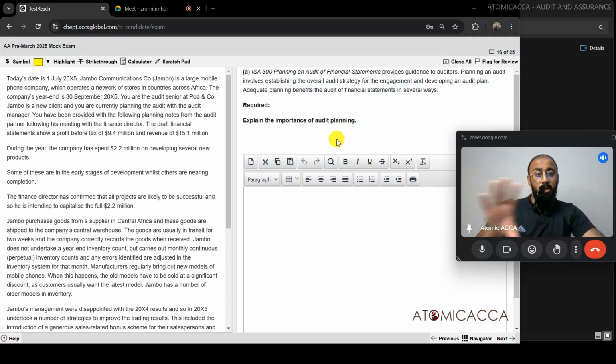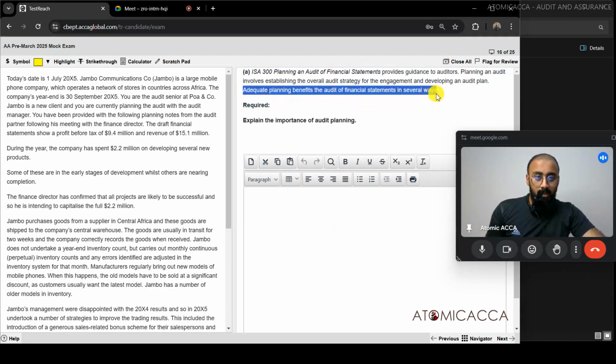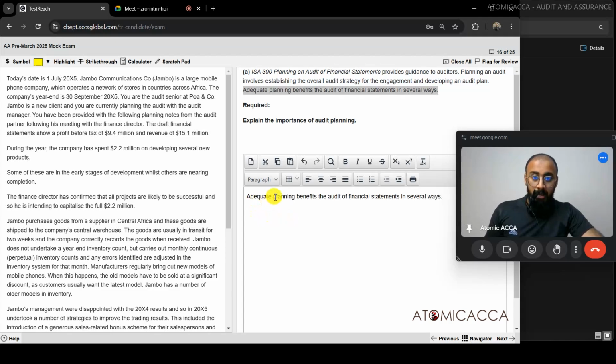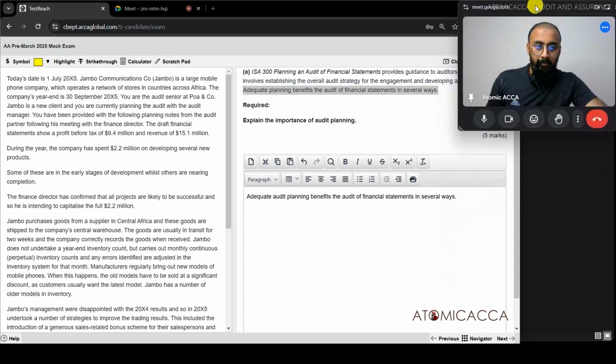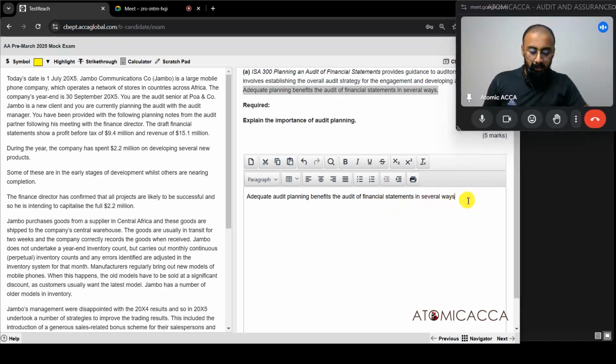So they didn't ask you to connect to the case study or anything, so we can straight up start writing the answer and finish that 5 mark question easily. Just to get a start, we can just copy paste this line. Adequate audit planning benefits the auditor of financial statements in several ways. How? This is a 5 mark question.